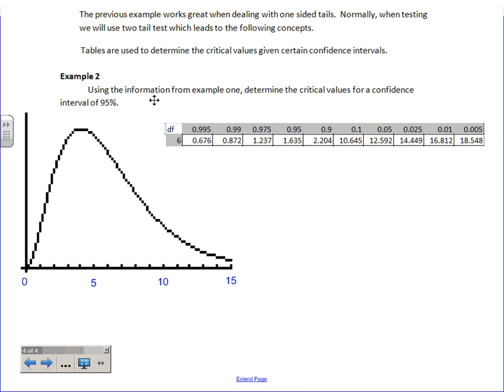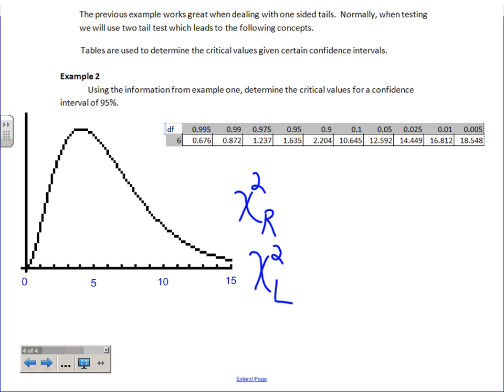So the previous example works great if it's a one-sided tail, but normally when testing you use two. And so we're going to find critical values, and we're going to name them. We're going to call it chi-squared right and chi-squared left. Because that last one, I would say we kind of just got one. We got 13.5, right? Well, now we're going to find more chi-squared right and chi-squared left.